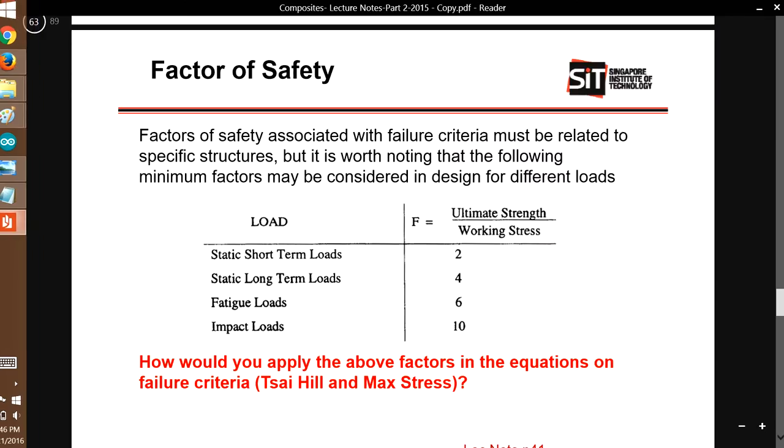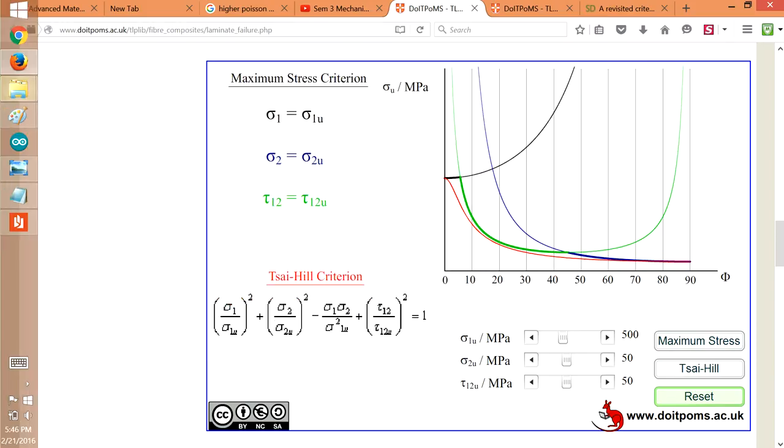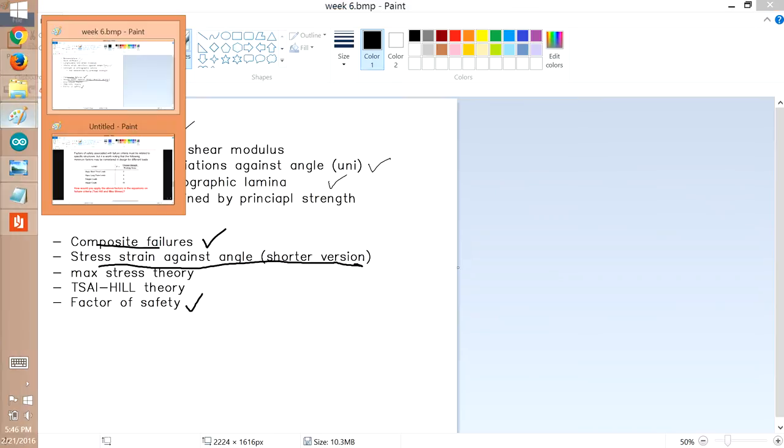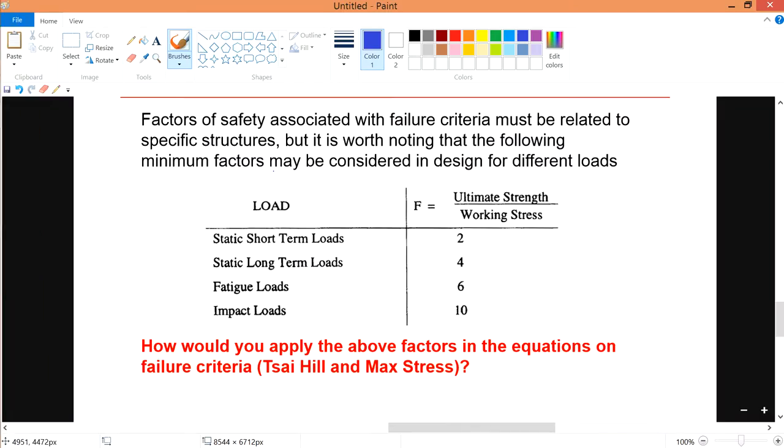But anyway, come back here to the factor of safety, which is the last part of our whole thing before we go into the tutorial. Where does the factor come from? It comes from ultimate strength divided by your working stress. Ultimate strength talks about the strength of your material. The working stress talks about the stress acting on the material, so this is the input stress.